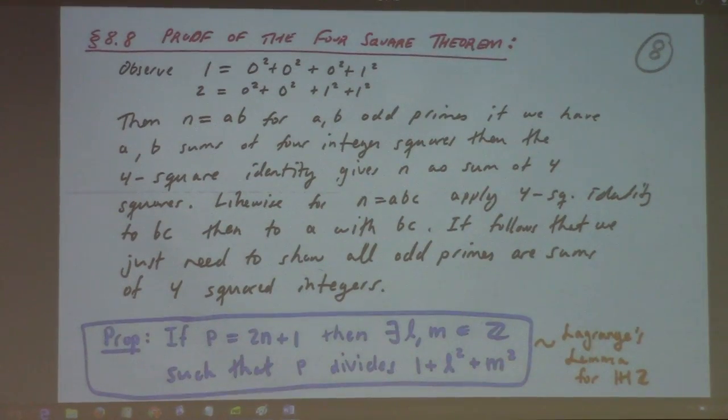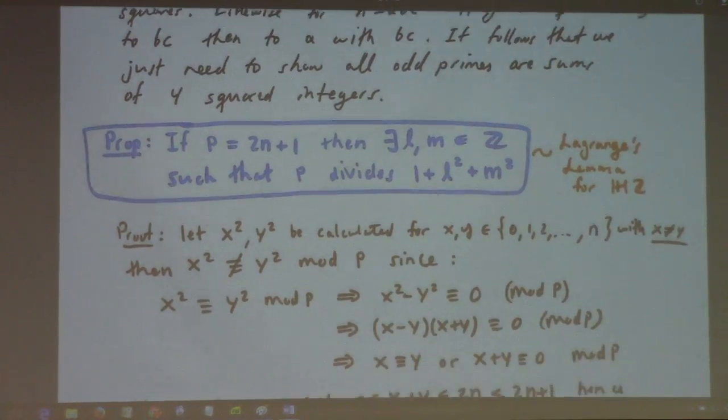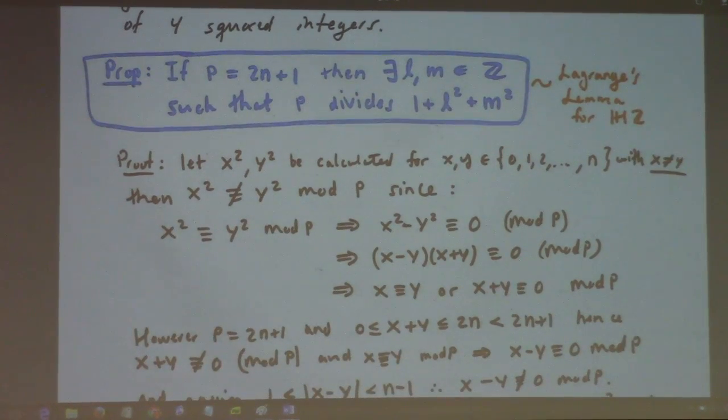getting to the four-square theorem, you need this thing called Lagrange's lemma. Lagrange's lemma says the following. If you have P an odd prime, right? P equals 2n plus 1, then there exist L and M integers such that P divides the sum 1 plus L squared plus M squared. All right. So the proof of this is not really that important to us. I'm going to go on.